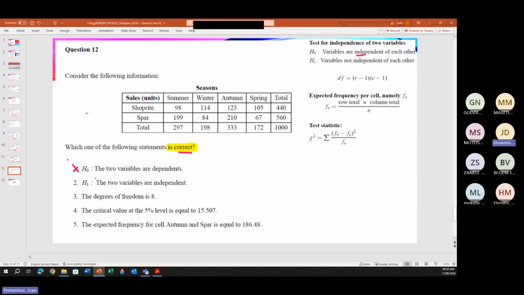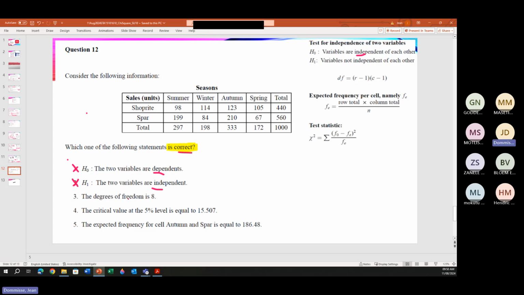Okay, so that should be independent, so it's wrong. The alternative should be dependent, not independent. Wrong.